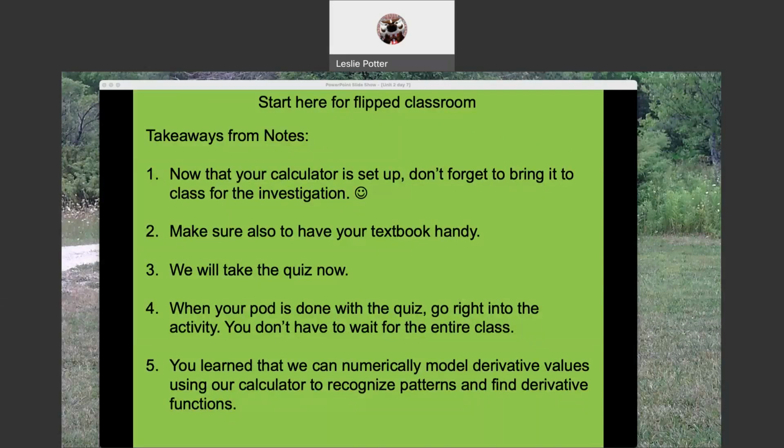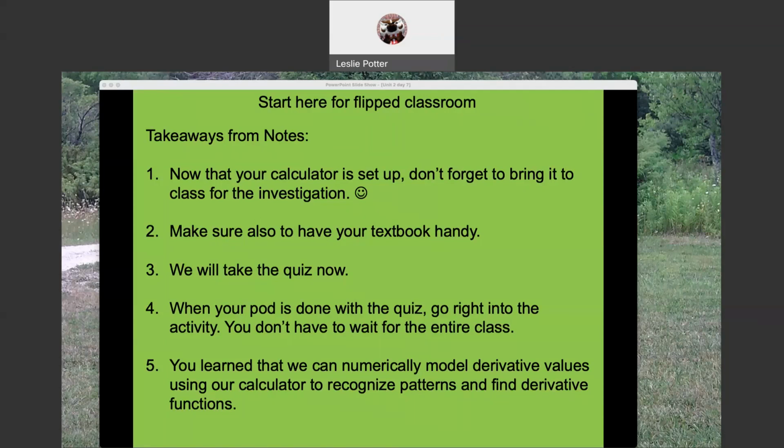Okie dokie. So the notes last night were quick. It was a matter of setting up your handheld graphing calculator. Good job. Yay on that. And so that's for the inquiry lesson that we are about to go into. So after you set up the calculator, make sure you have your textbook handy because you'll need to get some information from there. And we're going to take the quiz in just a second or two.